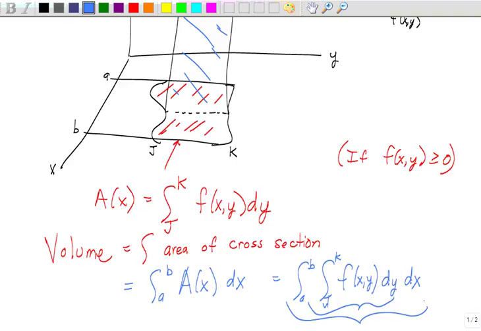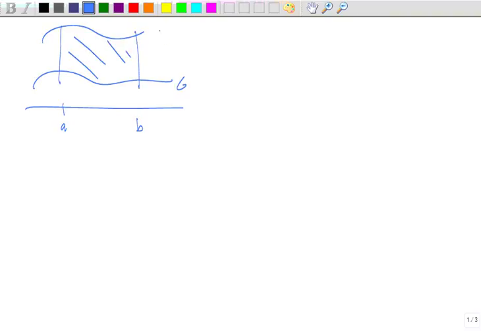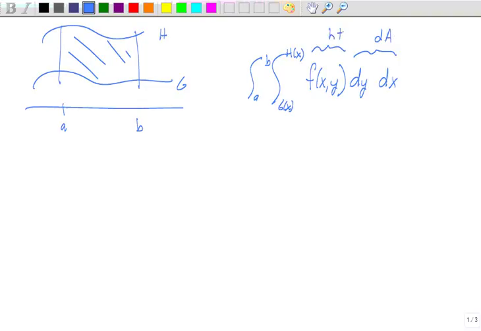Now the regions that we're going to pick could be anything, but in most cases they're going to look like this. So we have a, b here, and we have our curves. So this is our region, and this is g and h. So this integral would be from a to b, then you integrate g of x to h of x, f of x, y, dy, dx. This represents dA, the area of that region, and this represents the height of that function.